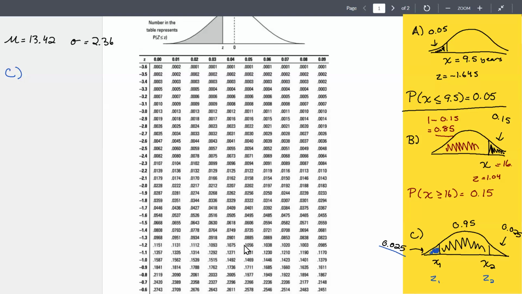So we just need to find that area. And this is one of those ones where luckily it happens to be exactly on here. There's not really much guessing going on. So we get that my Z1 on the side is going to be the negative 1.96. That means that the other score has to be the same magnitude, just positive. So Z2 would be 1.96.